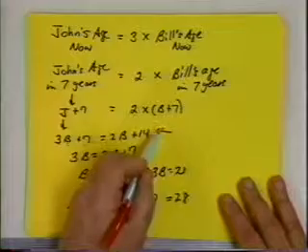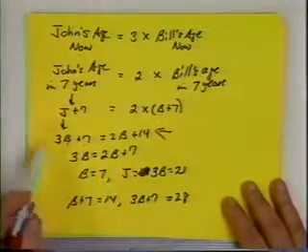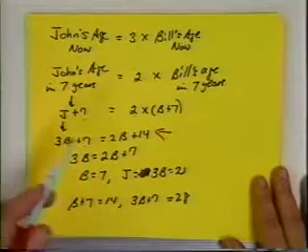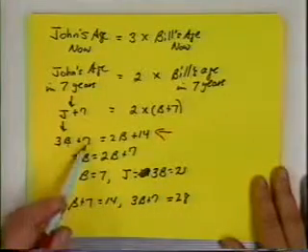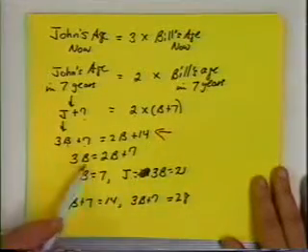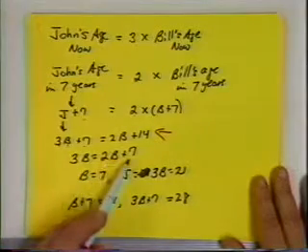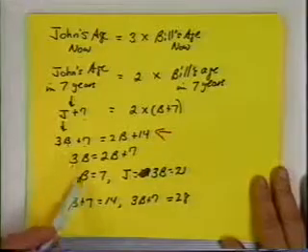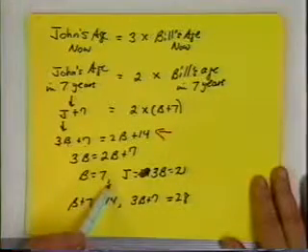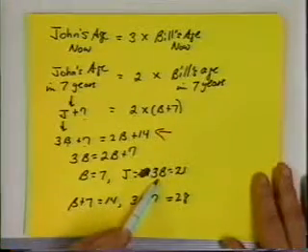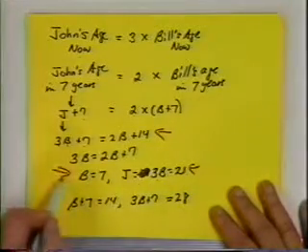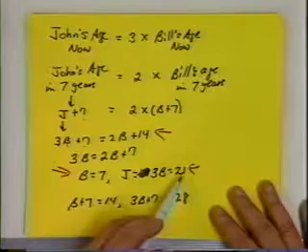How do we solve this linear equation? First of all, we can get all the numbers onto one side, all the letters on the other side. We can start by subtracting 7 from both sides. So 3B is equal to 2B plus 7. Then we can subtract 2B from both sides, leaving us with B equals 7. And since J equals 3B, J must be 21. So in other words, Bill is now 7 and John is 21.